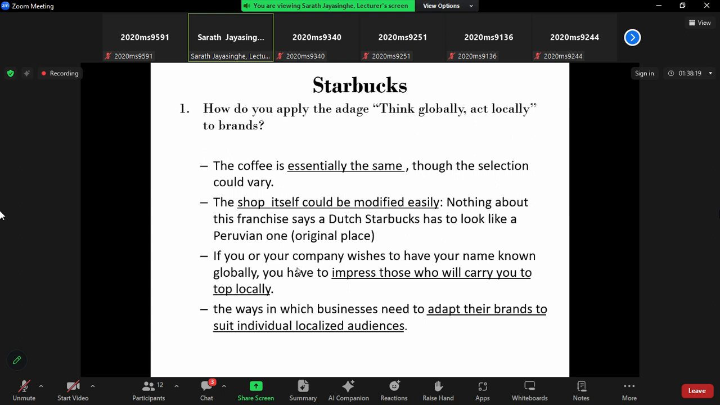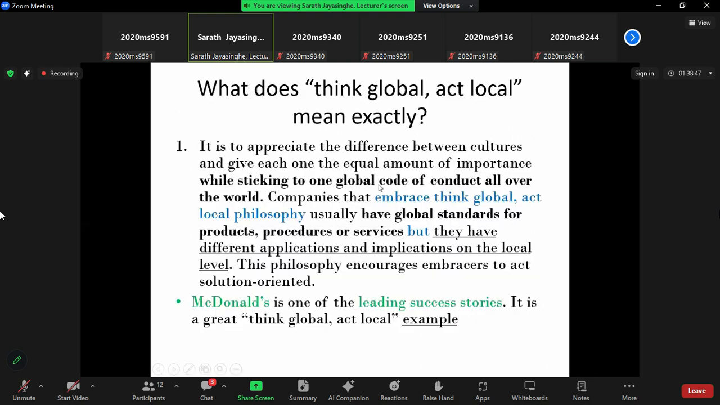If you or your company wishes to have your name known globally, you have to impress those who will carry you to the top locally. The ways in which businesses need to adapt their brands to suit individual localized audiences. So you have to match this localized audience. You have to keep the values, the main brand as it is, while matching the product to suit local culture.